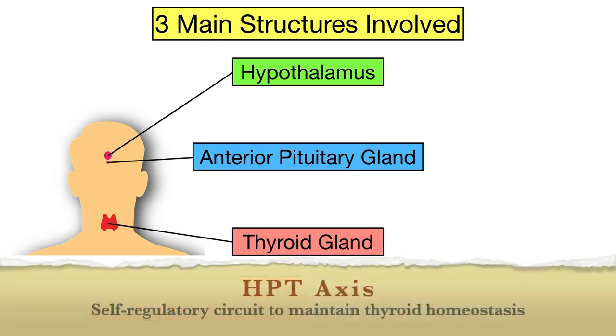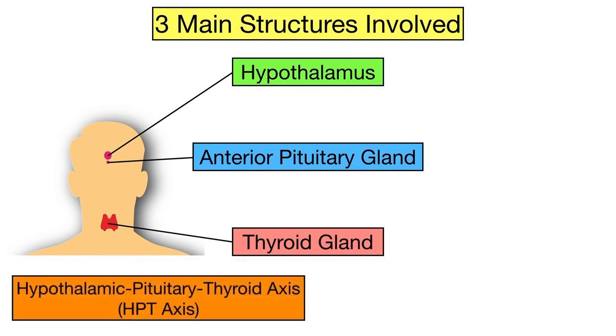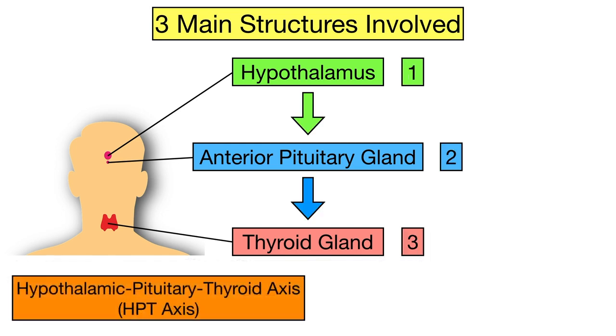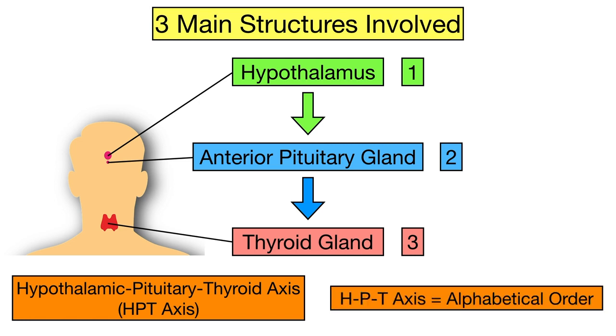The HPT axis is a self-regulatory circuit that balances thyroid hormone levels in the blood and maintains thyroid homeostasis in the body. The pathway begins with the hypothalamus, followed by the anterior pituitary gland, and ends with the thyroid gland. The easy way to remember the order of the three structures involved is to go in alphabetical order. We have the H for hypothalamus, the P for pituitary gland, and the T for thyroid gland.